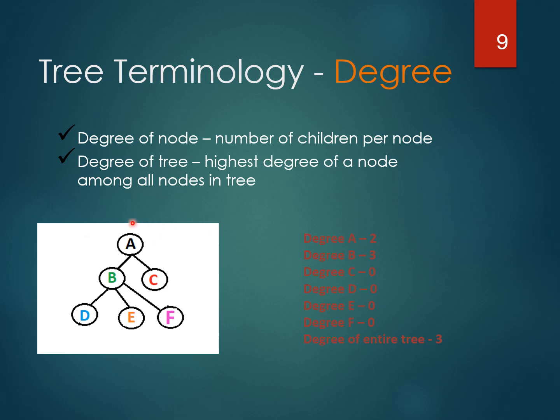The degree of the complete tree is the highest degree among all the nodes. Whichever node has the highest degree, that degree is the degree of the tree. So here in this case, if you see, B has the highest degree of 3. So the degree of the entire tree is 3.